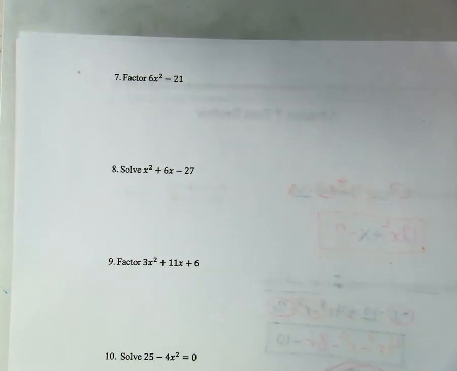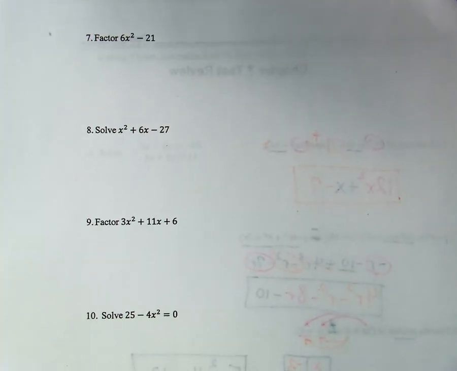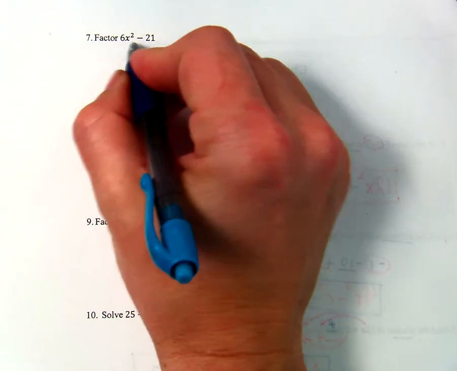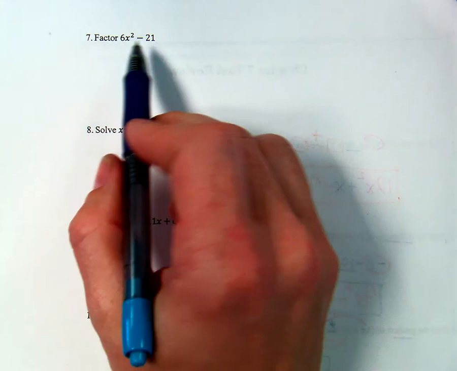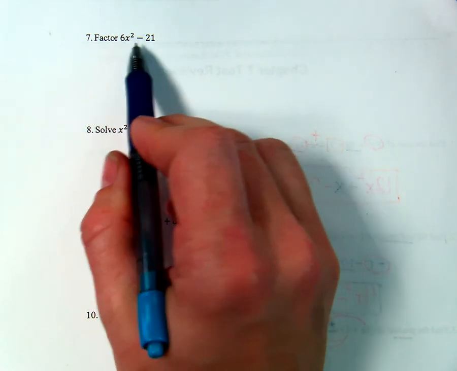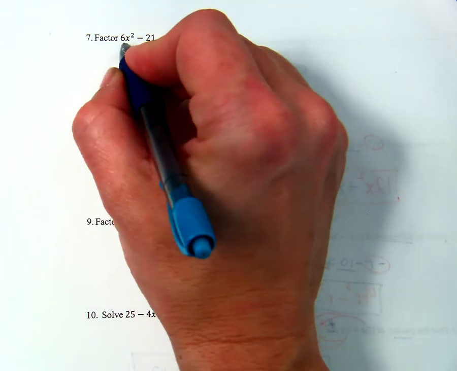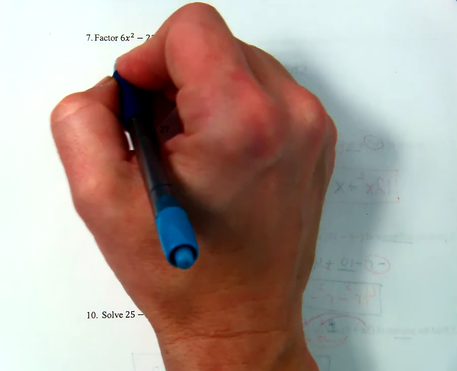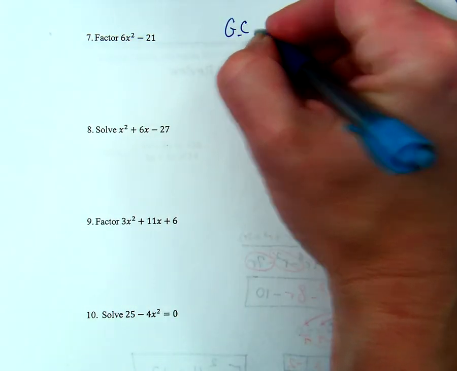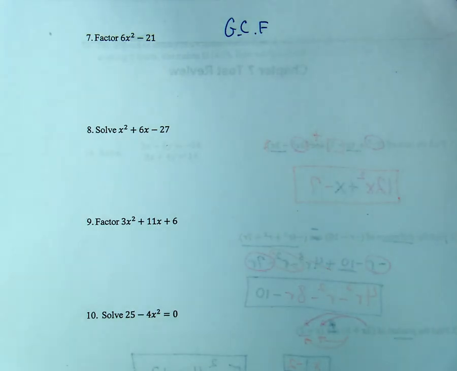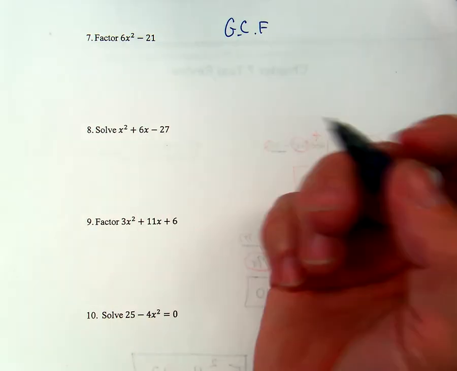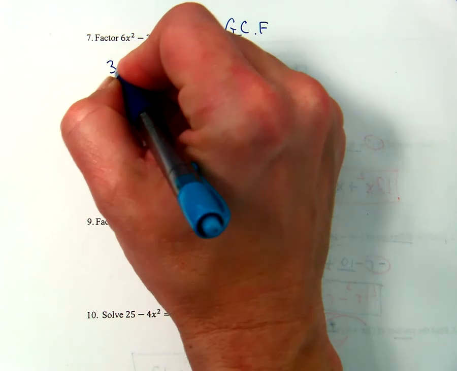Number 7 wants us to factor out 6x squared minus 21. So we're just factoring. When we have 2 binomials, we're not trying to solve for x. We just have 2 terms, which is a binomial. We're going to factor out one thing if we can, so we're going to look for one thing that will come out of both of these. The greatest common factor that we can find when we look at both of these is a 3. So we're going to pull a 3 out front.